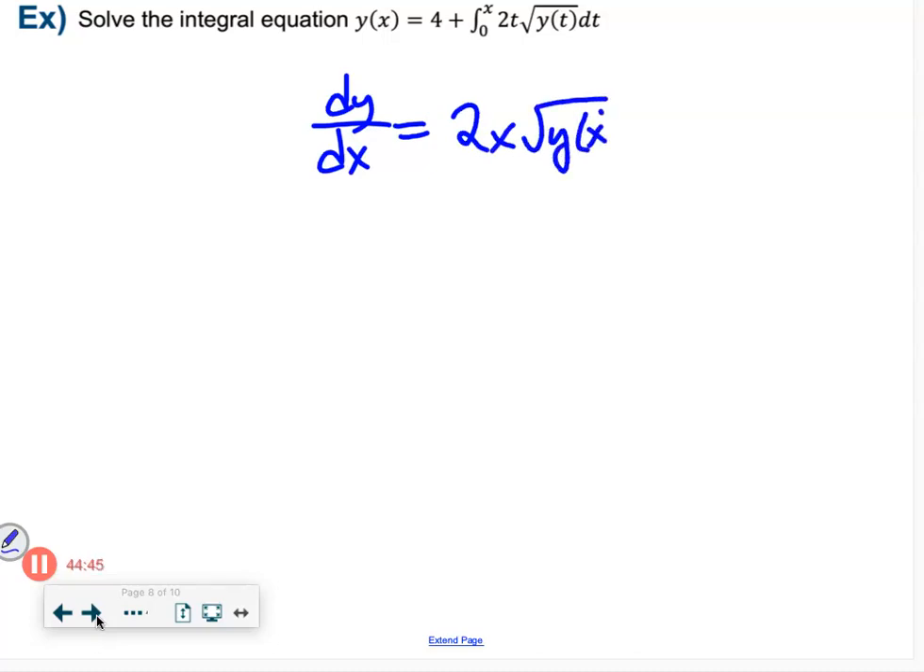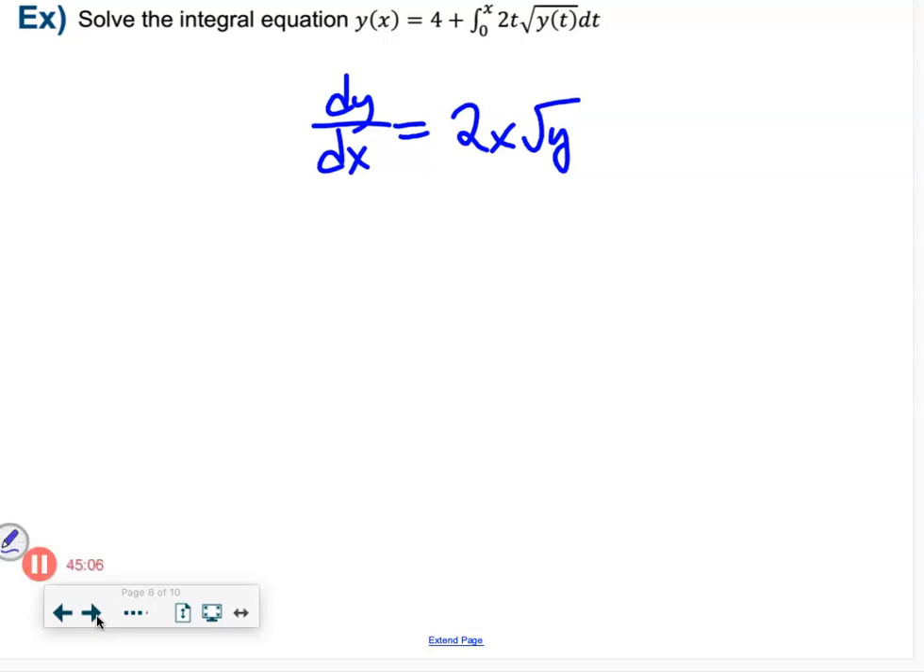Now, here's the part that makes this kind of confusing. Y of x, that's not y times x, that's y of x. Y of x is the same thing as y. So don't let the of x freak you out. You just erase it, right? So that's the part that makes this weird.